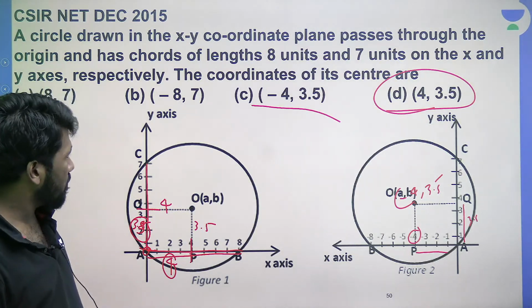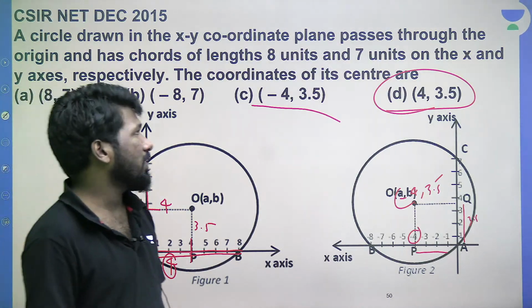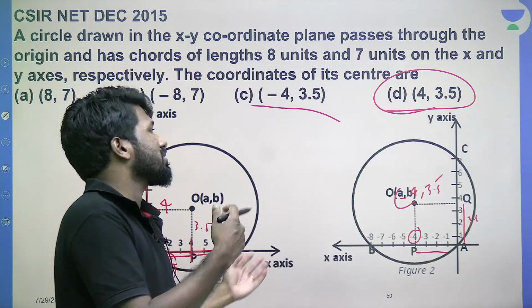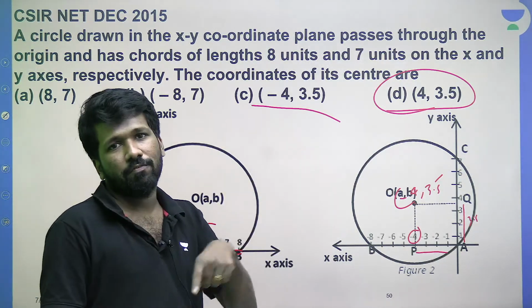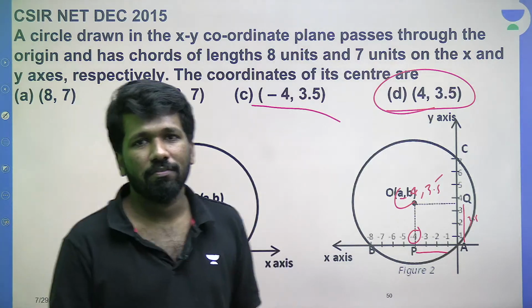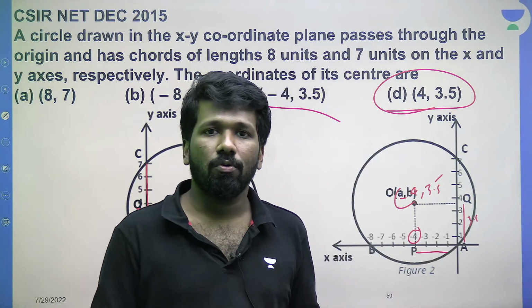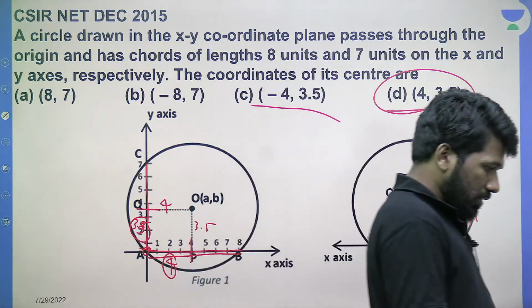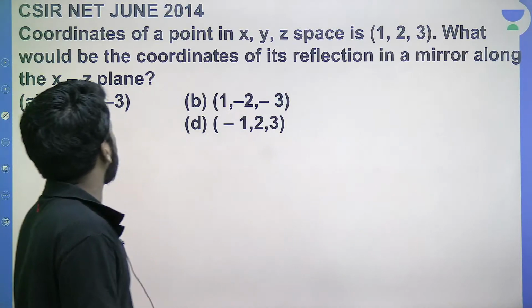Did you all understood? But that 2 points are not listed. What will be that points? One will be -4 -3.5. Another will be 4 -3.5. So there are 4 points. 4 3.5, 4 -3.5, -4 3.5, -4 -3.5. All these are center points itself. I hope all of you understood this. Then let's go to the next question.